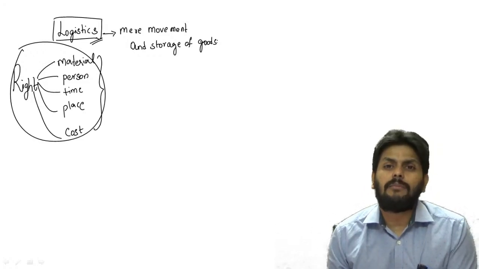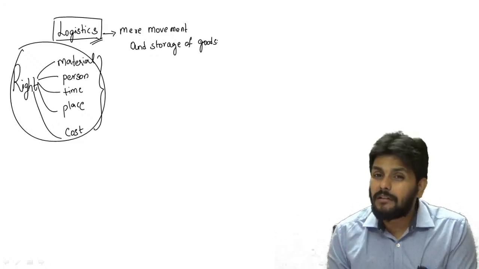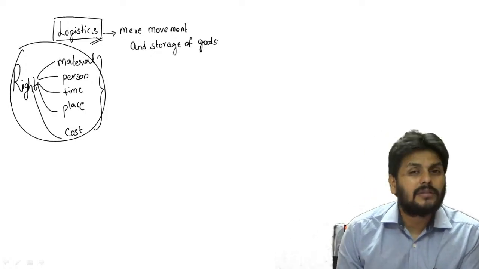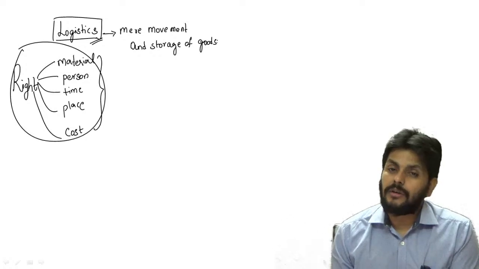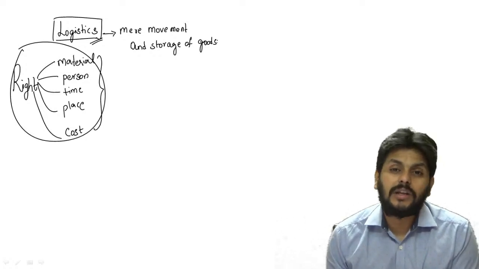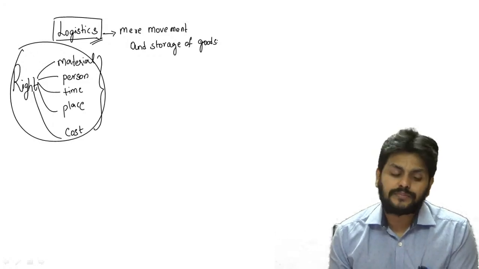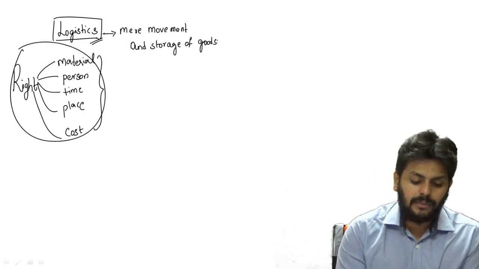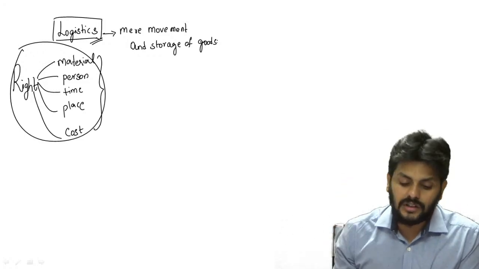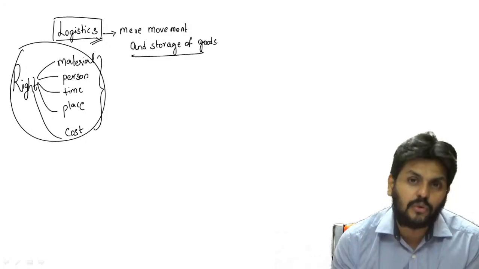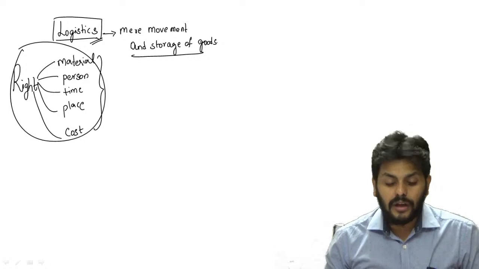Logistics talks only about mere movement. Logistics talks only about what? The mere movement, that is from the supplier to us and from us to the customer, and of course in between intermediate storage, which is in other words called warehousing. So these are some important points that you need to keep in mind. Don't mess it up later. Logistics involves mere movement and storage of goods only.